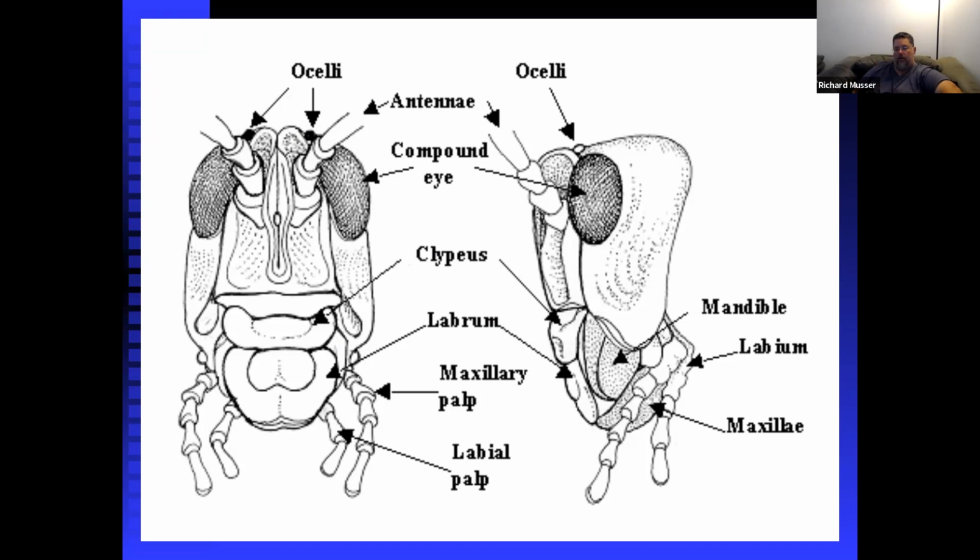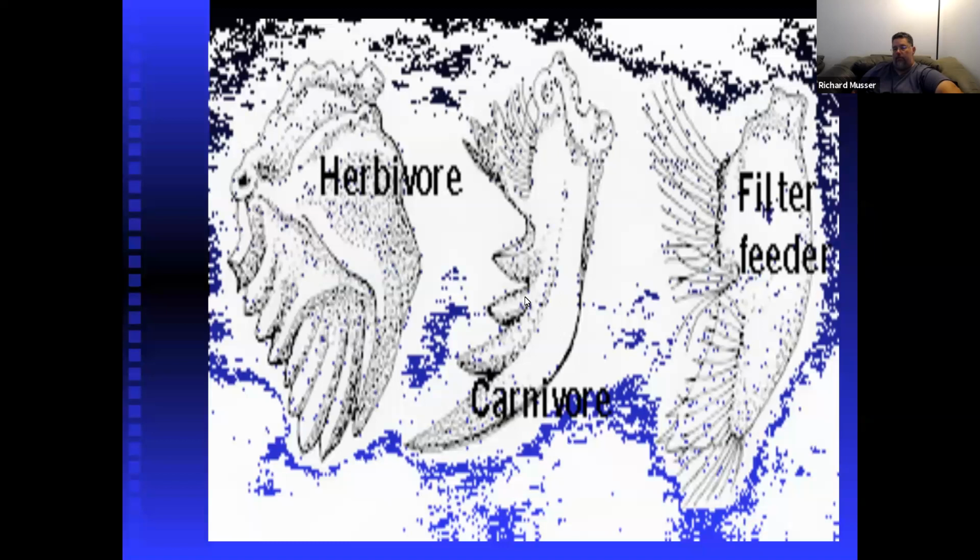So you know how when we think about animals like ourselves, you can look at a wolf and tell it's a carnivore, or you can look at a horse and tell it's a herbivore, or animals like us are omnivores, or we're somewhere in the middle.